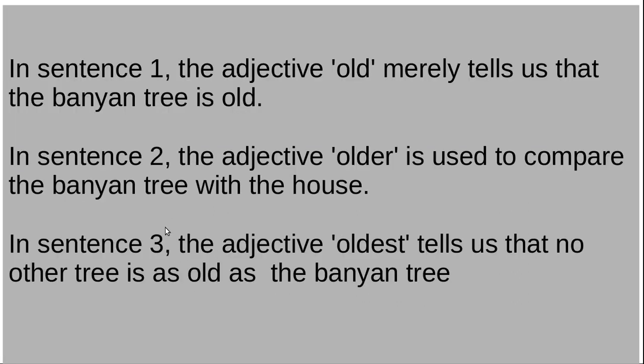Okay, right, let's see it again. The first one merely tells us a simple quality of the banyan tree, that older is used to compare the banyan tree with the house, and the adjective oldest tells us that no other tree is as old as the banyan tree. Dears, I have discussed these things in that video. This is positive degree, this is comparative degree, and this is superlative degree.